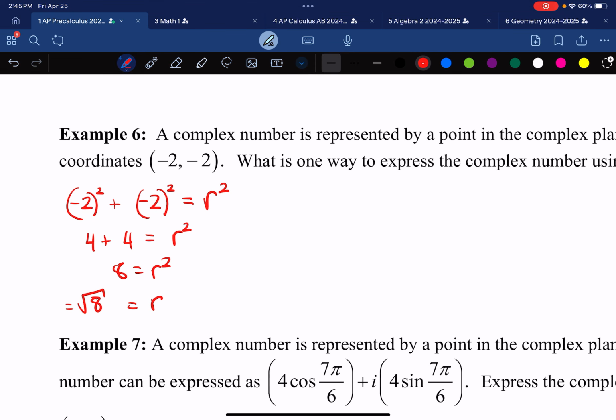And if you want to go a little bit further, you can say that's the same thing as 2 root 2, but again, most people just say that's the square root of 8, which is a little bit less than the square root of 9, so this number is a little bit less than 3.